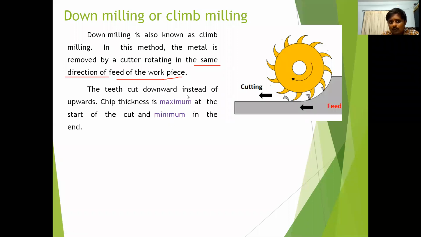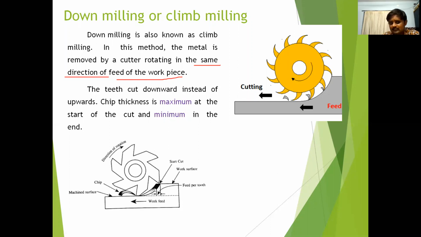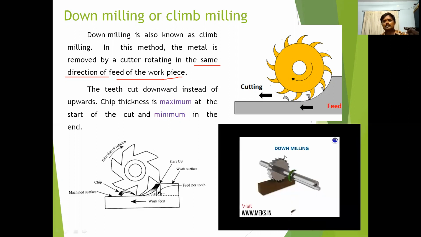The teeth cut downward instead of upward. Here, if you observe, the teeth are cutting downward. The maximum material is cut at the starting point and the minimum material is cut at the end of the cut. So here you can see how the chip is formed. The chip thickness is maximum at the start of the cut and minimum at the end of the cut, because when the cutter touches here, it removes the maximum amount of material. These are the chip thicknesses. Now you can observe down milling.